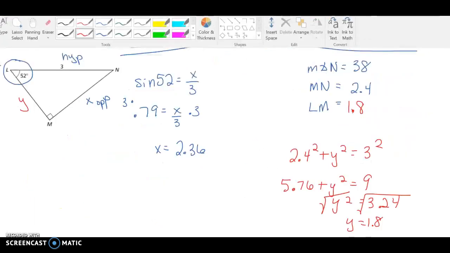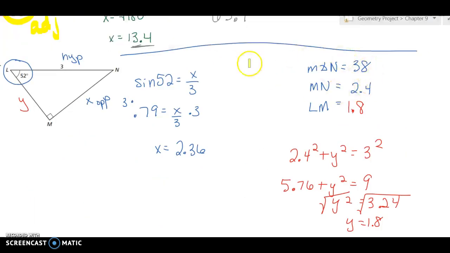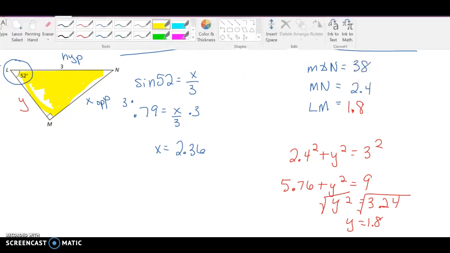Okay, so here's what the answer is in the end. You get those three answers. I started off by finding what the three angles of a triangle add up to, which I know was 180. So I did 180 minus 90 minus 52 to get 38. The next thing I did was I did my SOHCAHTOA. I circled, labeled, and picked.